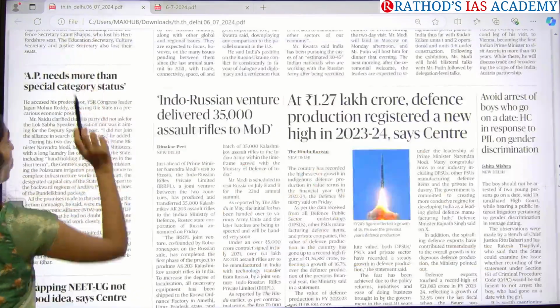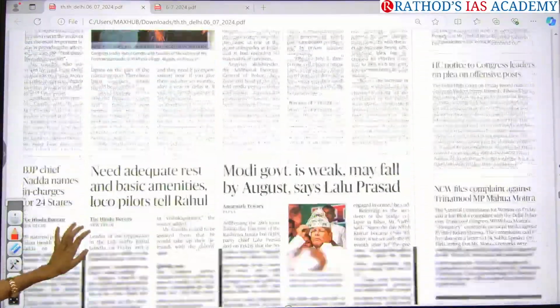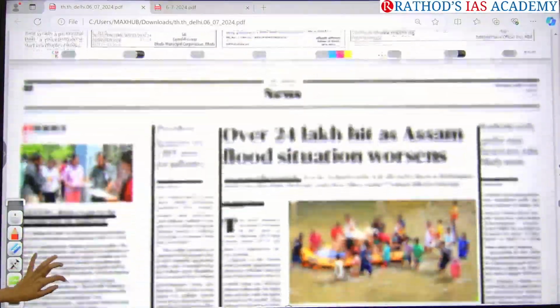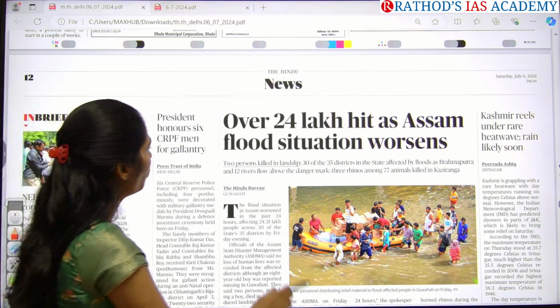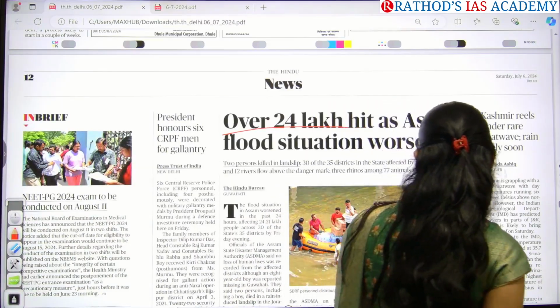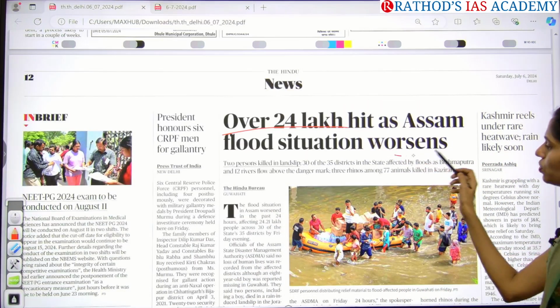And now let us move on to our Delhi page. So in this news page, there is nothing much important. And in this page, you can see there is one article. It is about over 24 lakh hit as Assam flood situation worsens.